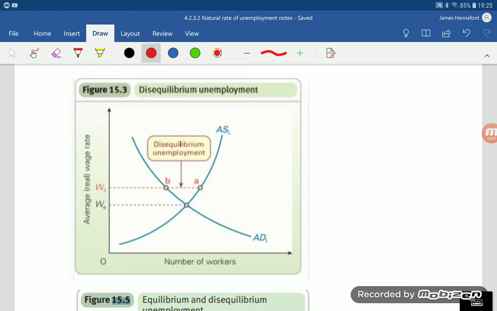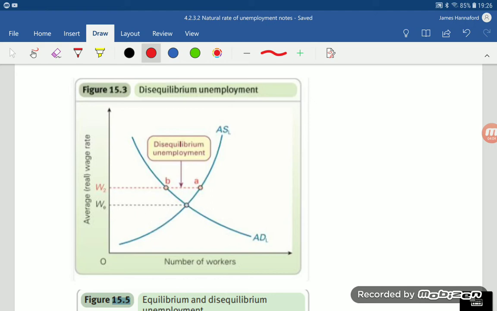There are three causes of disequilibrium unemployment. The first is real wage unemployment. This is where trade unions use their monopoly power to drive wages above the market clearing level. Another example can be the government setting the national minimum wage too high above the market clearing level.